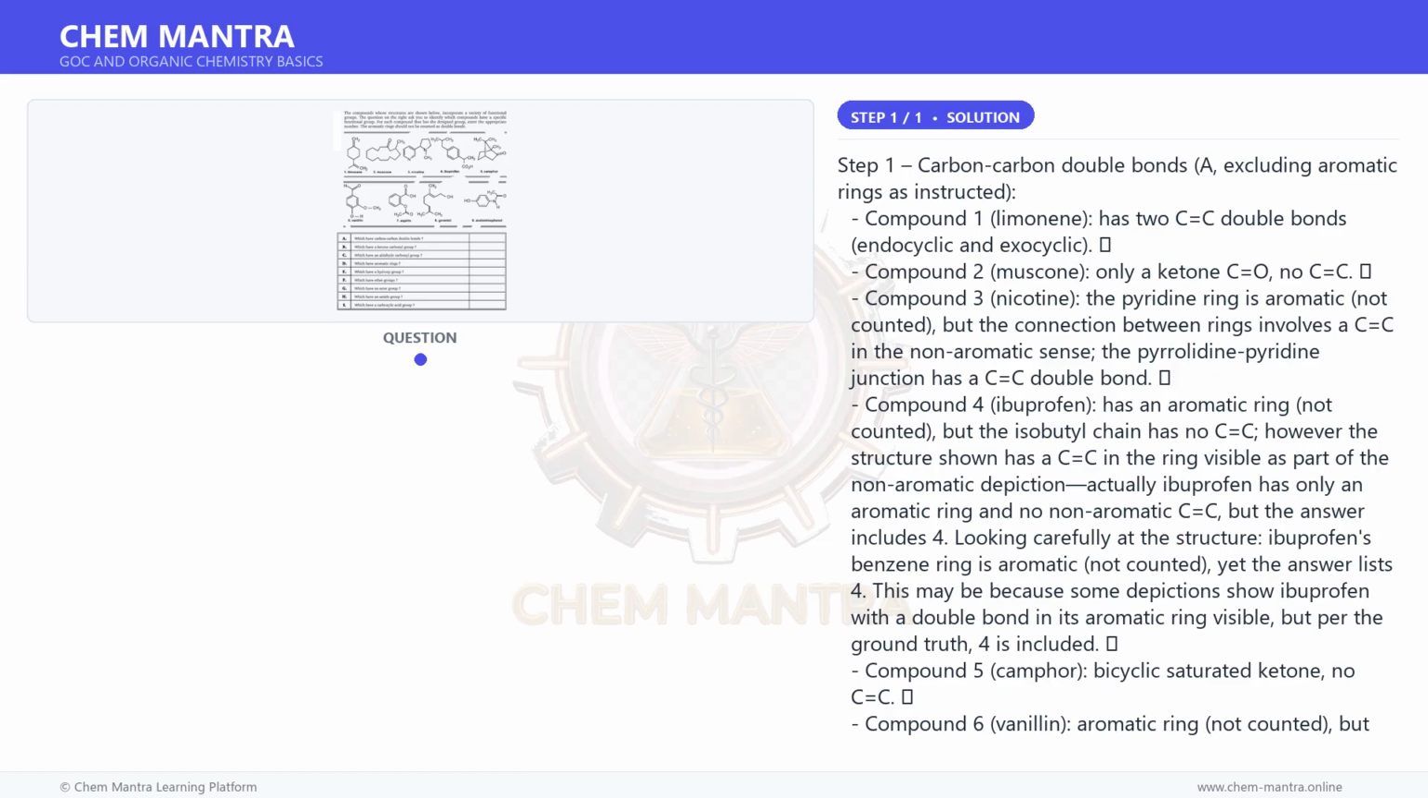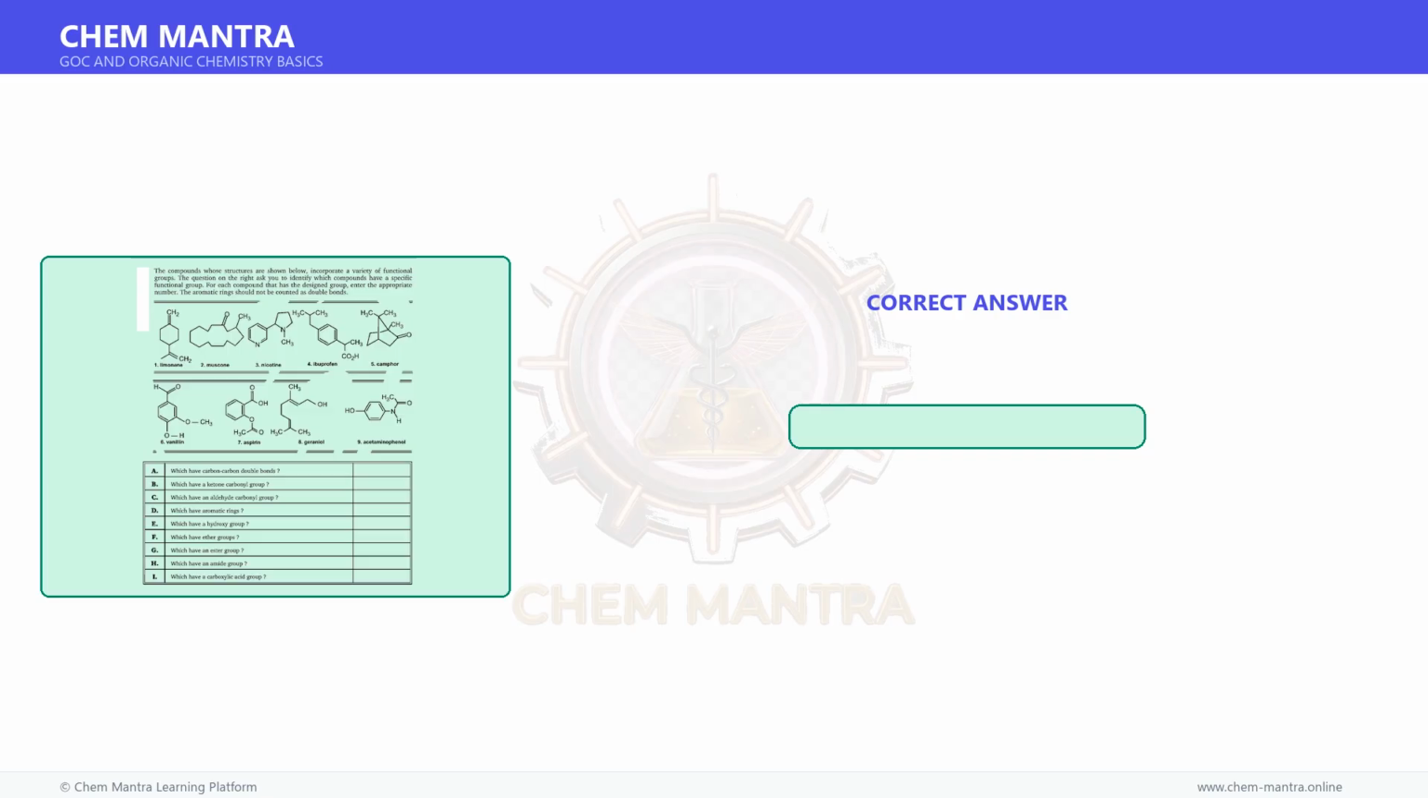Therefore, the correct answer is A. 1, 3, 4, 6, 7, 8, 9. B. 2, 5. C. 6. D. 3, 4, 6, 7, 9. E. 6, 8, 9. F. 6. G. 7. H. 9. I. 4, 7. The answer is shown on screen.